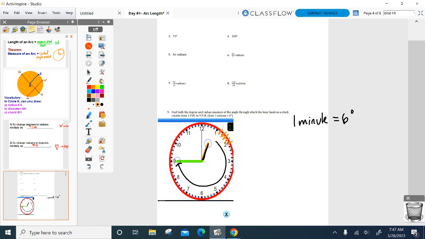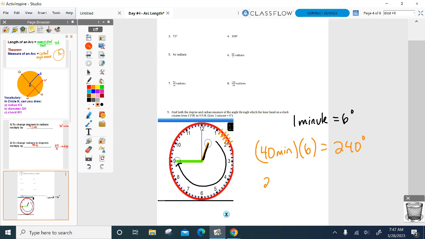Everyone agrees? You good, Charlie? I know 40 minutes. So if it goes 40 minutes total and it goes 6 degrees every minute, I multiply that by 6 and that's how I get 240 degrees. So it's going to go 240. Good there. All right, now how many radians?